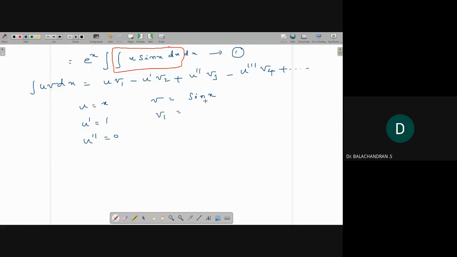If you integrate v, you will get minus cos x. If you integrate minus cos x, you will get minus sin x. So you should multiply u and v1, and u dash and v2, and u double dash and v3. Because u double dash is 0, I am not finding v3. Okay. Now the integral of x into sin x dx.